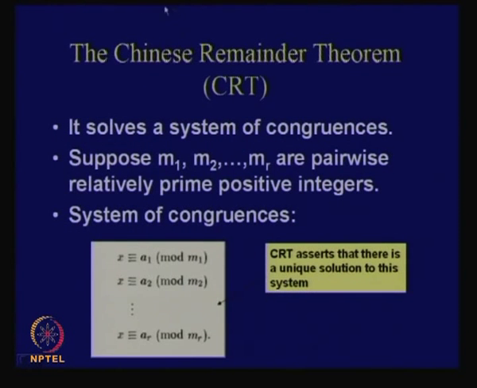So therefore, this concludes our discussion on the Euclidean algorithm. And then we will take another interesting algorithm, it is called the Chinese remainder theorem. So basically, it is a systematic algorithm which solves a system of congruences. Originally people say that it was employed by the Chinese people.